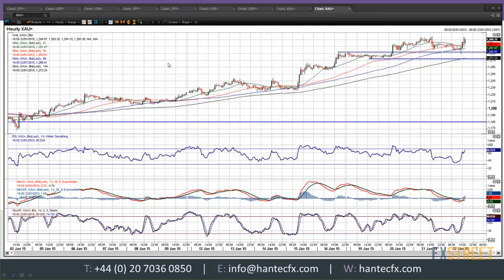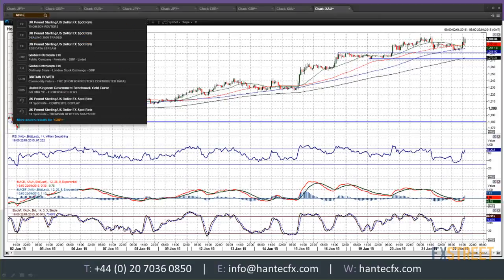I use simple moving averages purely because I have done. There's no other reason behind it. It is each to their own, and I've always used simple moving averages. Other people can use exponential. It is up to you. It's whatever you deem fit.